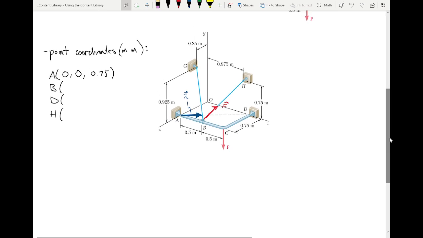0.75. Okay. What about B? Somebody else help me out. What are the coordinates of B? 0.5. There we go. Yes. 0.5, then 0, and then 0.75. Okay. Is everybody all right with this? All right, I'll do the next one. D is easy. That's 1.00.